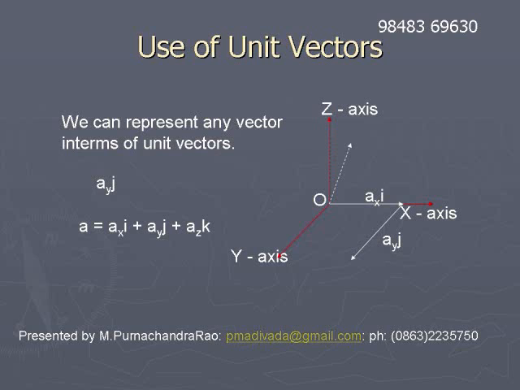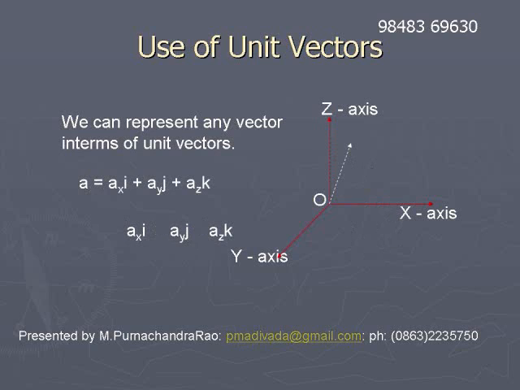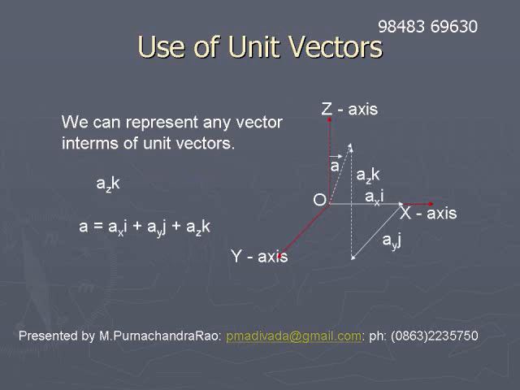The y component of a bar is written as ayj, the vector component along the y-axis. The vector component along the z-axis is represented as azk. Axi, ayj and azk are the components along the x, y, z axes. So the vector a bar is equal to axi plus ayj plus azk. Like this, we write a vector in terms of its components.